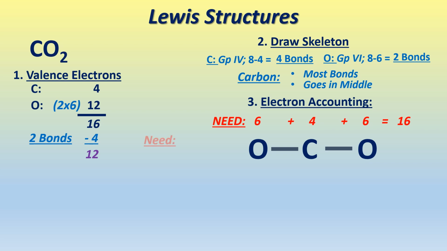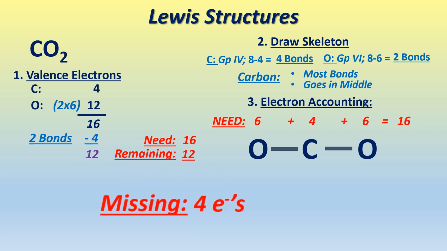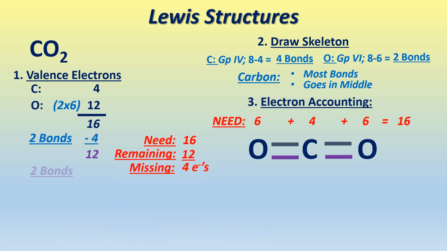However, I have 16, but I only have 12 left. This creates a problem because I'm obviously missing 4 electrons. The entire point of covalent bonding is to share what you don't have. So if each atom is missing electrons, you wind up sharing. If I'm missing 4 electrons, that's the equivalent to forming 2 more bonds. I add 2 more bonds. That uses up 4 more electrons, leaving me with 8 now.